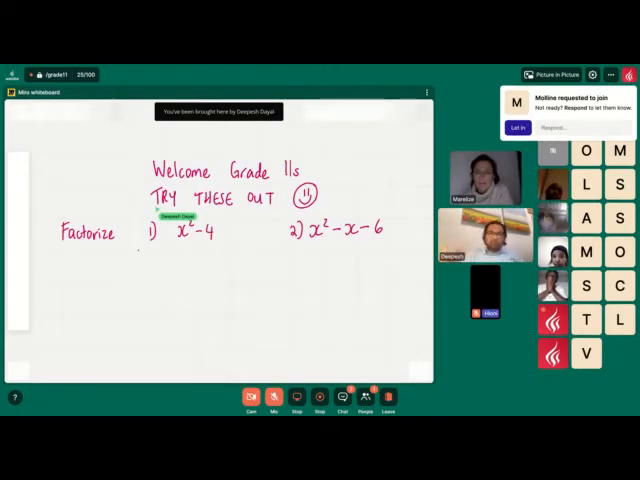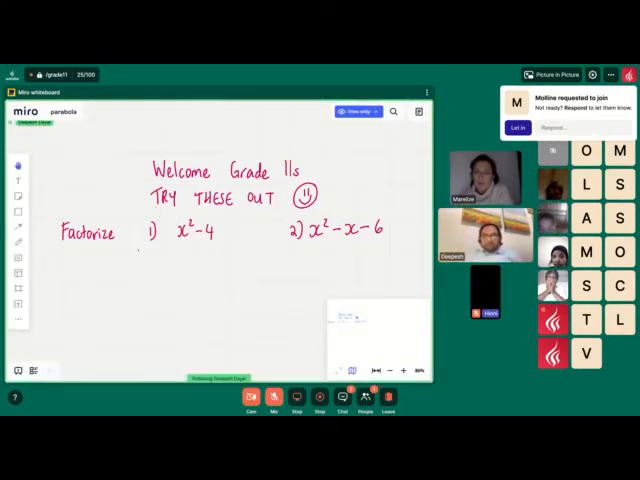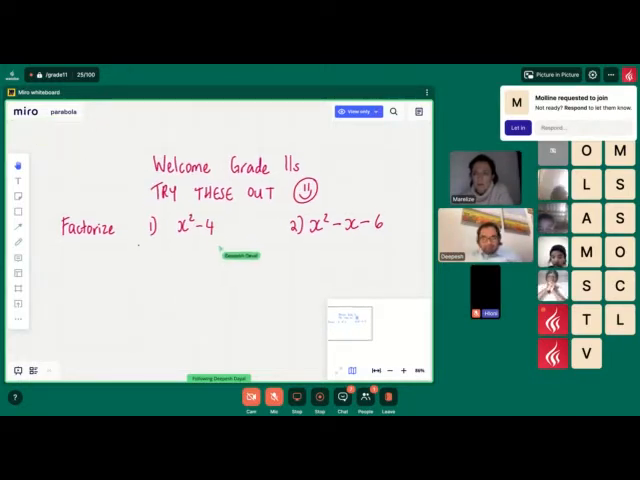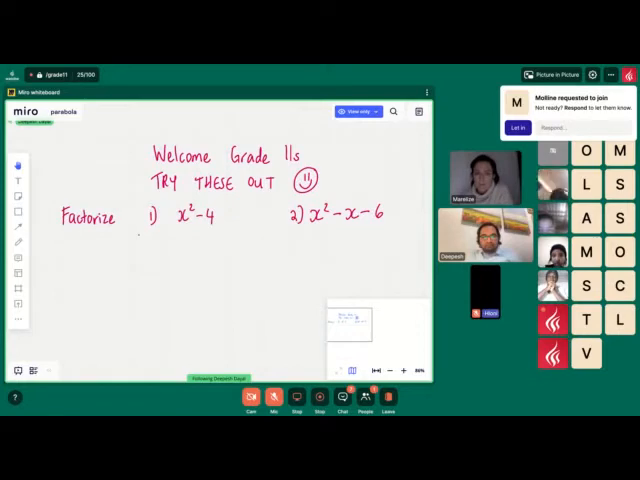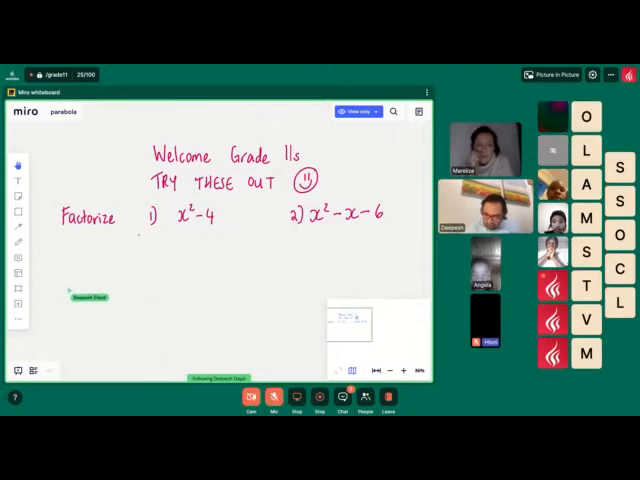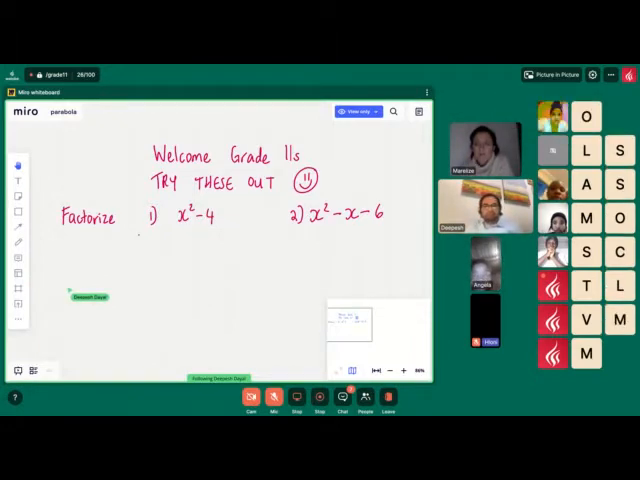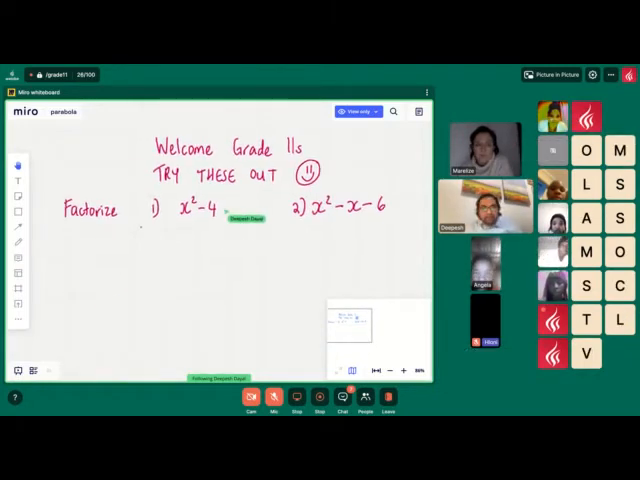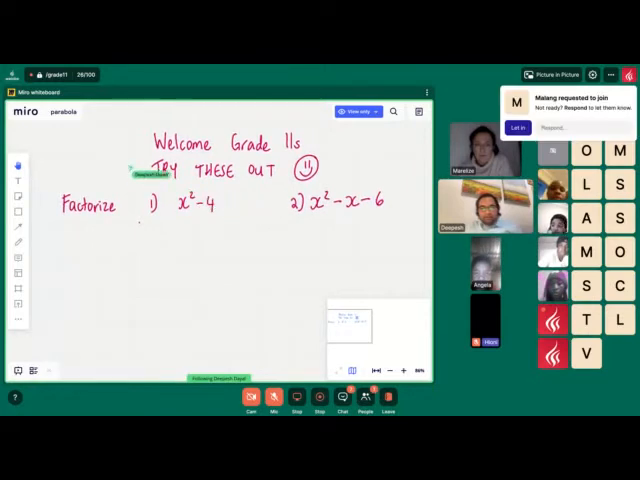Okay, we're going to give it one more minute, I think, and then we can start. You should be doing the two questions that are on the board that Depesh put up as a warm-up exercise for you. These questions on factorization are very useful for when we're doing the parabolas.